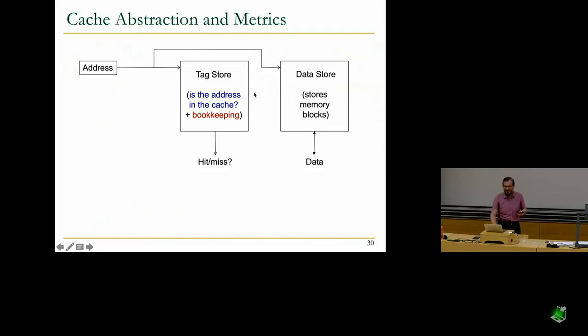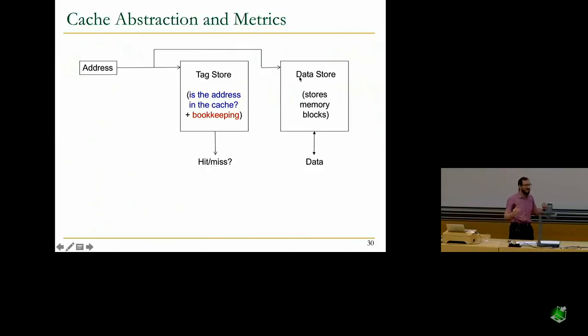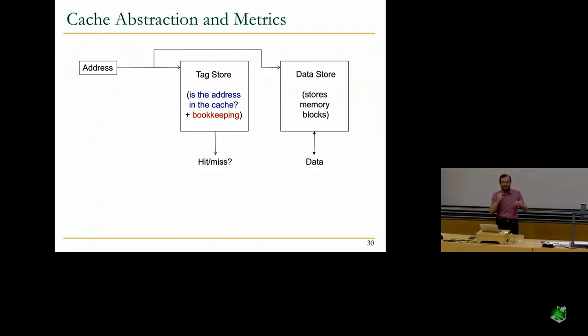So what happens in L1 caches in most modern processors is that you access the tag store and the data store in parallel, because you're likely to hit in the cache. And if you hit in the cache, you want to get the data right away. You don't want to do this serially. After you hit in the cache, you don't want to start an access to the data store, because if you do that, you increase your latency. You pay the tag store latency plus the data store access latency. It's much better to do it in parallel.